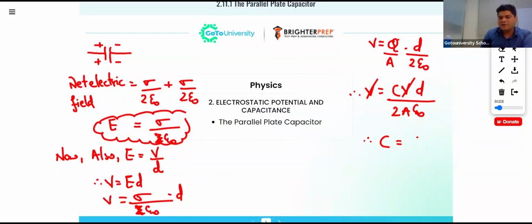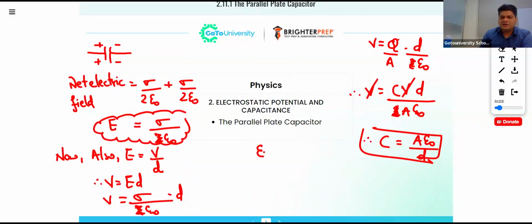See, why will the 2 not be there? 1 plus 1 will be 2, and below we have a common 2. So this was just a mistake. So C will be equal to what? It will be equal to A epsilon naught over D.